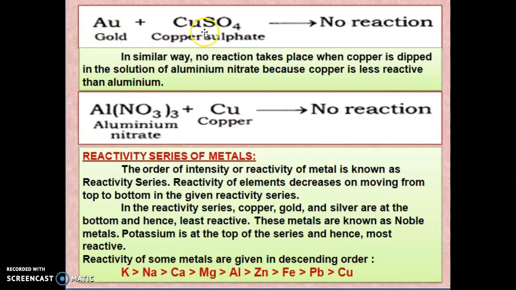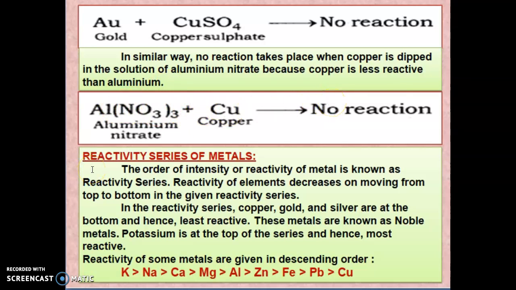So Au plus copper sulfate. Since copper is more reactive than gold, what happens? The reaction will not take place. In a similar way, no reaction takes place when copper is dipped in the solution of aluminium nitrate, because copper is less reactive than aluminium. So aluminium nitrate, when it reacts with copper, will not give any reaction.